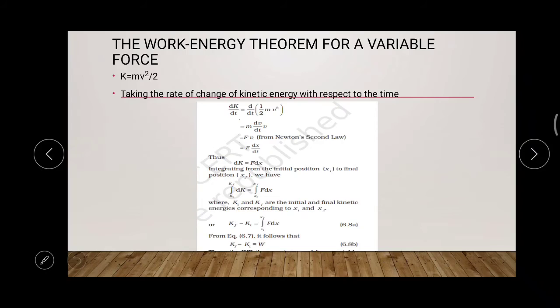Now, for a constant force we have derived. If the force is constant, then by the work-energy theorem, the change in kinetic energy is equal to the work done. The work done will be equal to F dot d, where F is the constant force we have applied throughout the path of movement, and d is the displacement obtained. And the work done is due to this displacement by applying that force.